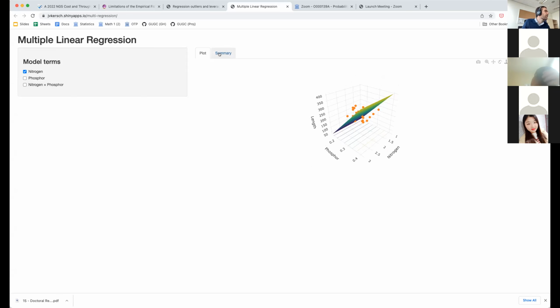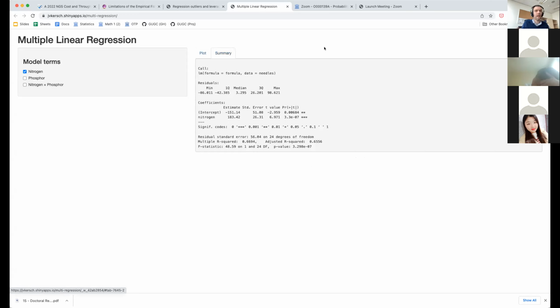Yeah. Okay. So if we look at the outcome, and we're going to spend a bit more time here looking at the summary of what R tells us. Here we see that we've included nitrogen, and we have a certain estimate for the slope. And the model says that slope is significantly different from 0. P is 3.3 times 10 to the minus 7.